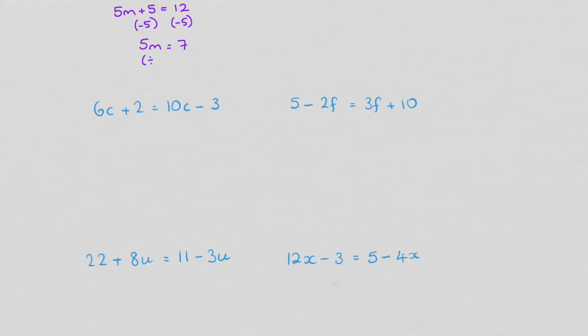And then we would divide by 5 to give us m equals 7 over 5, because 5 doesn't go into 7. Or you could say that's 1 2/5. Or this one does have an exact decimal, it's 1.4. So any of those three answers would get full marks.